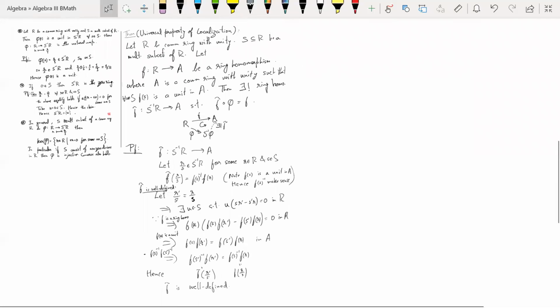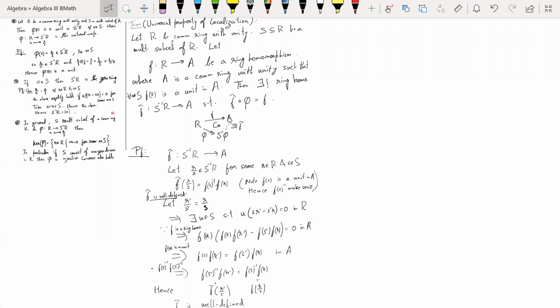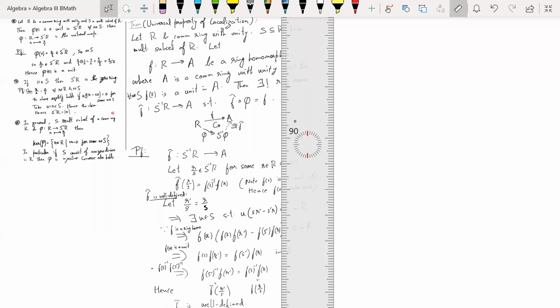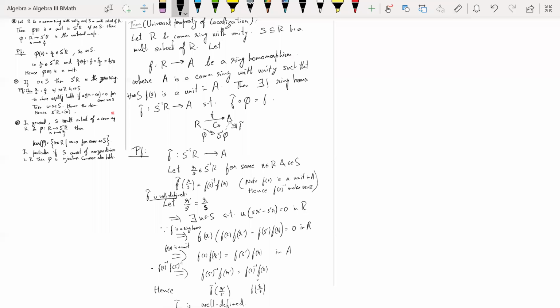Now finally we want to check that the other properties hold, so that it's unique and the diagram is commutative. So let's check the diagram commutes. We also have to check f tilde is a ring homomorphism. So f tilde of r over s plus r prime over s prime, we want to show it is the same as f tilde of r over s plus f tilde of r prime over s prime, and the same with multiplication. I'll check with addition, and multiplication should be similar, simpler in fact.